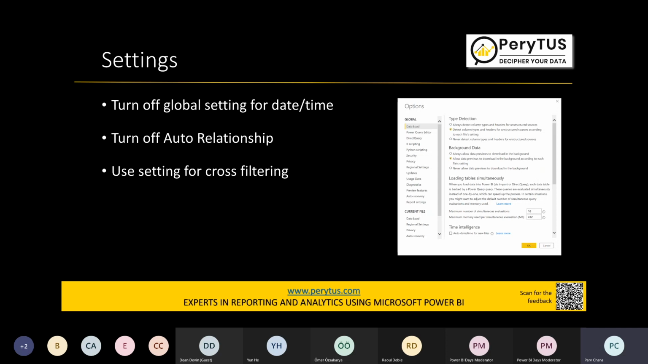Detect auto relationship is a report level setting. It is not a global setting. And I think there is an idea on the ideas forum to make this a global setting as well. And the reason I've seen to turn auto detect off is why this is important, because if it is kept on, which is the default, Power BI of course tries to connect the tables together.